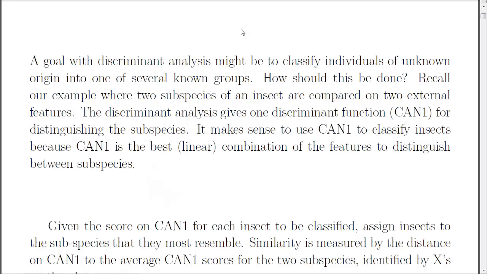Recall that in our example from last time, we had two subspecies of an insect, and they were compared on two external features, which we called feature 1 and feature 2. And the discriminant analysis gave one discriminant function, can1, so canonical direction 1, which gave us the best ability to distinguish the subspecies. And so it makes sense that we can use canonical direction 1 to classify insects because that's the best linear combination of the features that distinguishes those species.